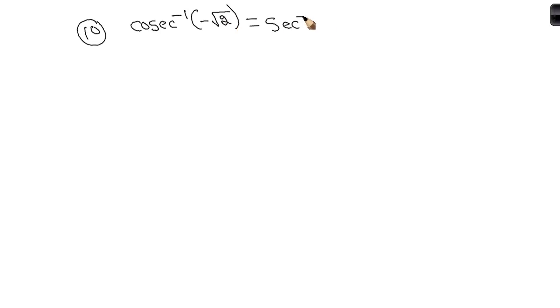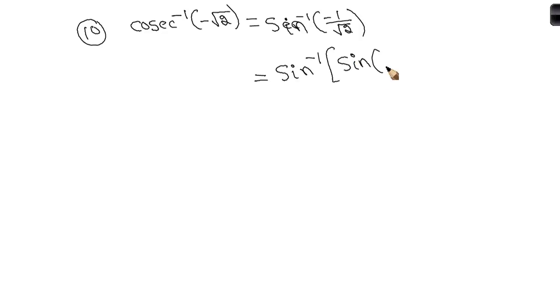Next one is cosecant inverse of minus root 2. The same thing can be written as sin inverse of minus 1 upon root 2. That is sin inverse of, sin becomes minus 1 by root 2 in the principal value for sin of minus pi by 4. So sin inverse of sin cancels, so the answer is minus pi by 4. This should be the answer.